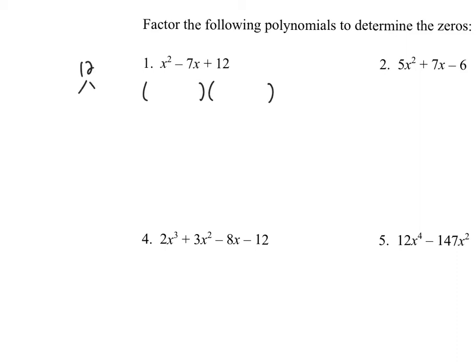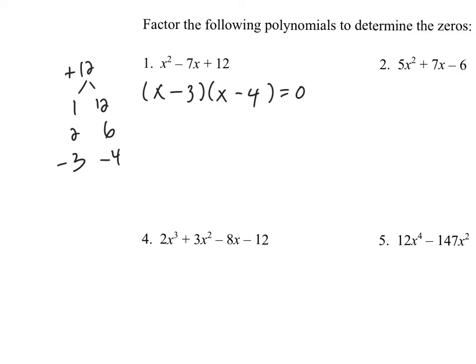We're going to look at what multiplies up to 12. So we've got 1 and 12, 2 and 6, and 3 and 4. So we want to multiply up to positive 12, but add to negative 7. So that means we're going to have negative 3 and negative 4. So those are going to be our factors, and then it says find the zeros.